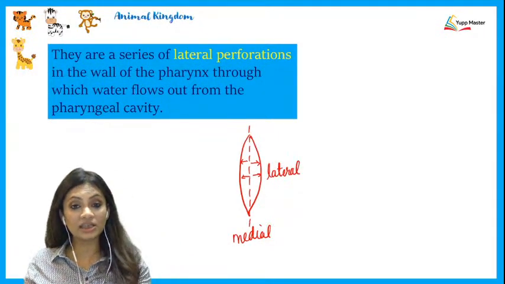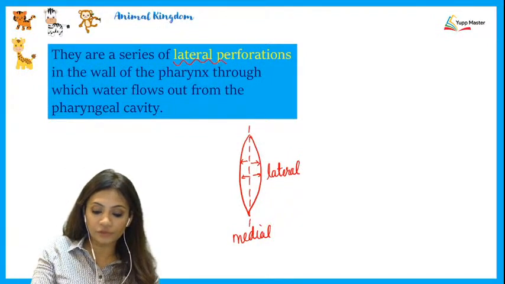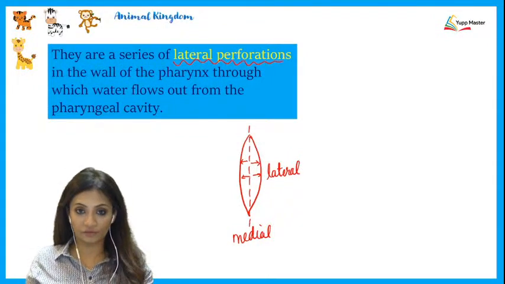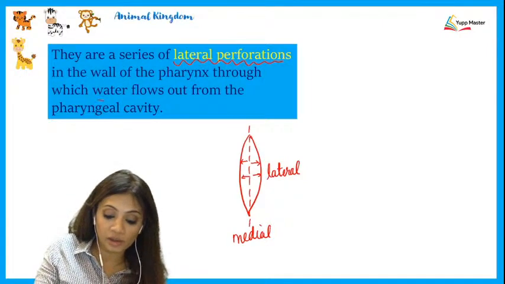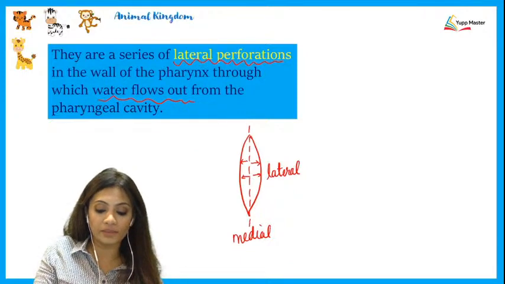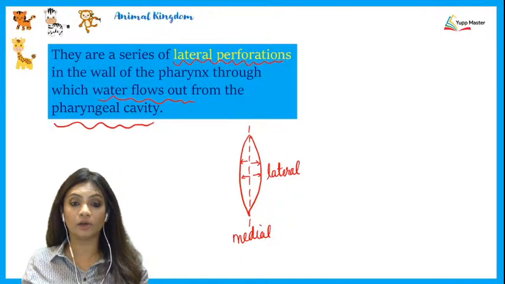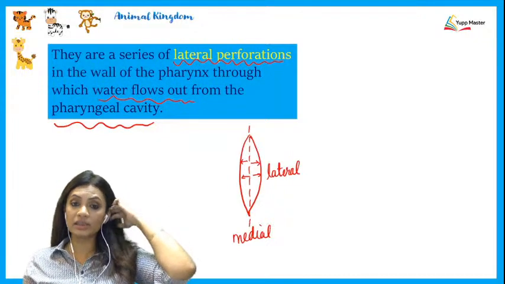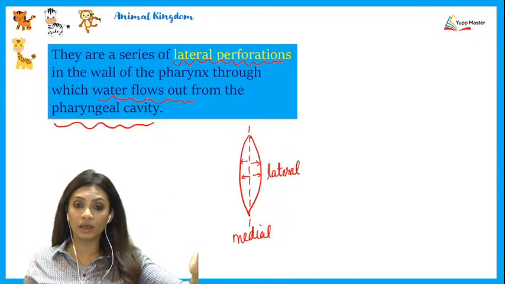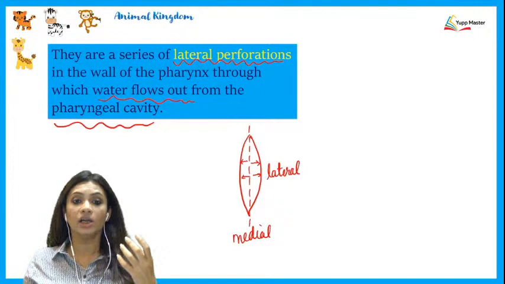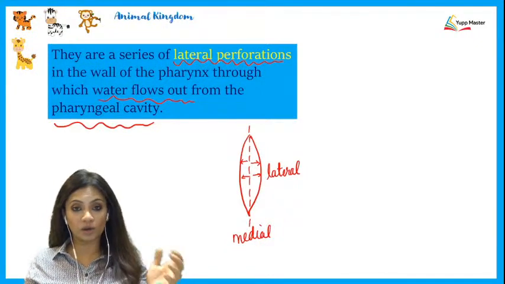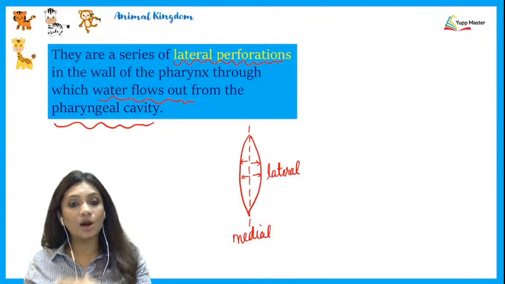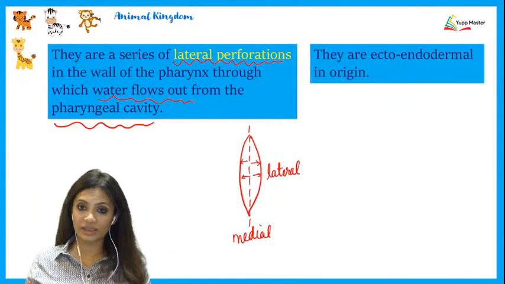So these are a series of lateral perforations in the wall of the pharynx through which, now pay attention everyone, water flows out from the pharyngeal cavity. If I'm talking about gills, then naturally this was for gaseous exchange, right? So through this whole region, in the wall of the pharynx, water is able to flow out from that pharyngeal cavity.